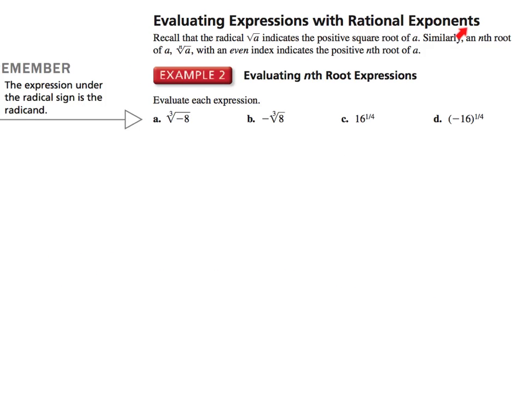Evaluating expressions with rational exponents. This means we're going to start having fractions. Once again, we're going to evaluate nth root expressions. Now recall that the radical, the square root of a, indicates the positive square root of a. Similarly, an nth root of a with an even index indicates the positive nth root of a.